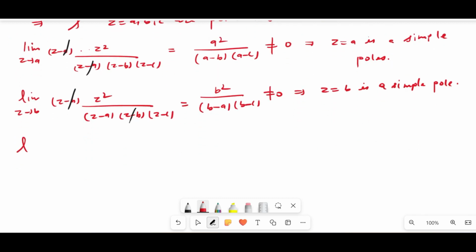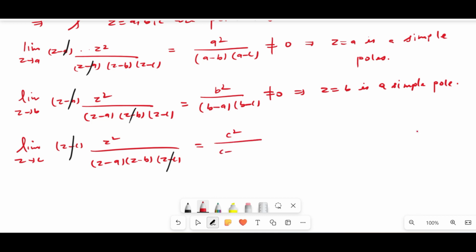Similarly, we can find the limit z tending to c of (z − c) z square over (z − a)(z − b)(z − c). So this factor gets cancelled out, and the value of this limit, that is c square over (c − a)(c − b), is non-zero. It implies z equal to c is a simple pole.